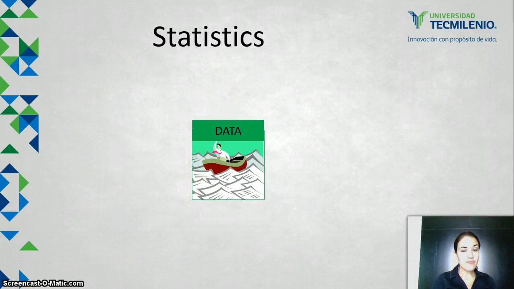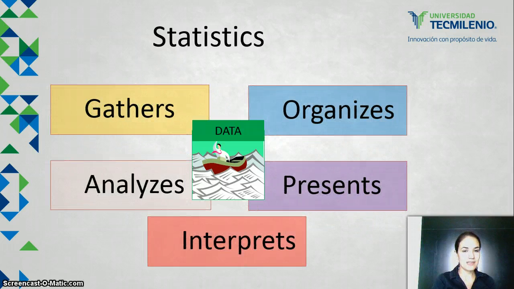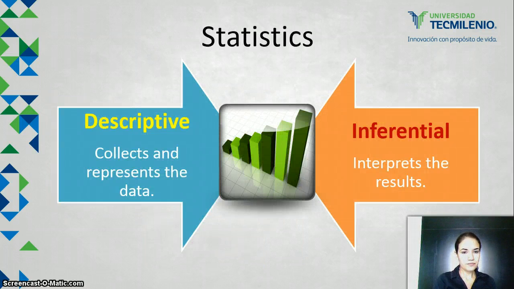Okay, so the branch of mathematics that is in charge of analyzing data or working with data is called statistics. Statistics has in between its tasks to gather, organize, analyze, present, and most important of all, to interpret the information or the data that we have collected. We can have a bunch of information, but if it doesn't tell us something, then it's not useful.